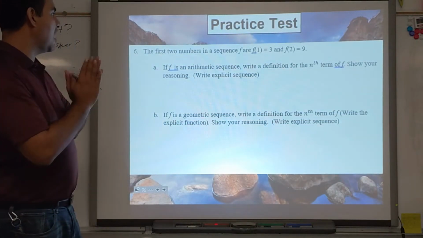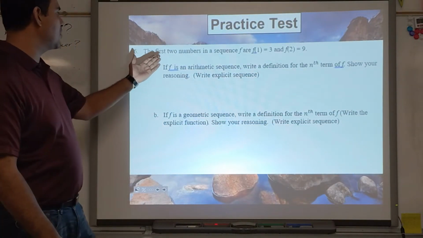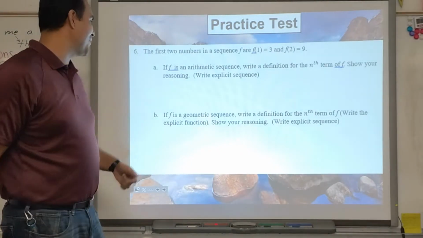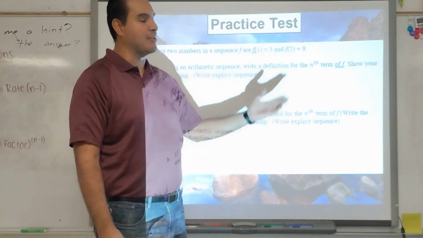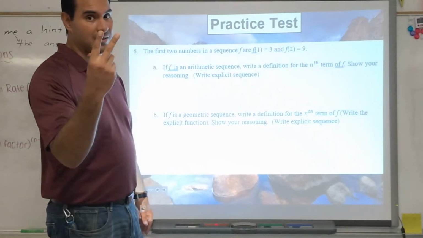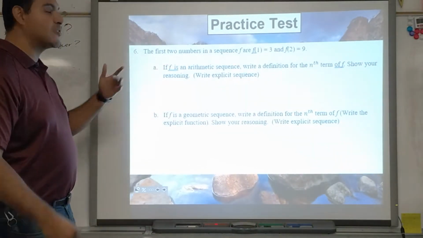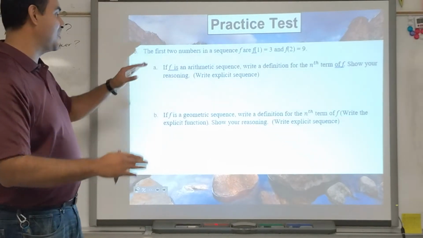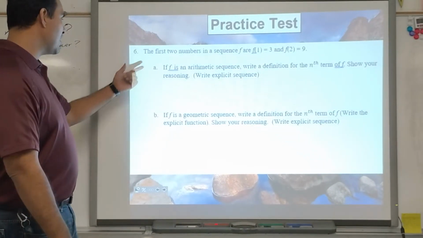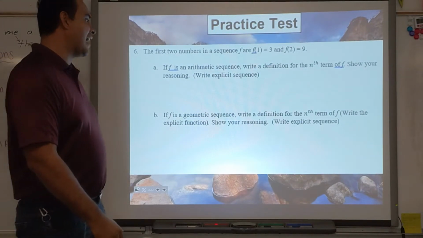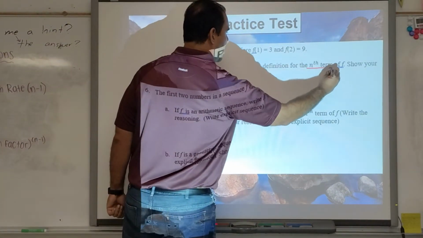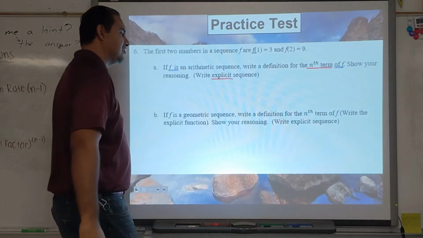Here's the next question on sequences. This is question number 6, by the way. The first two numbers in the sequence are f of 1 equals 3 and f of 2 equals 9. So we get the first two terms of the sequence. Now we have question A, which on your practice test is on the next page. We accidentally split that. So question A, you're answering here. If f is an arithmetic sequence, what would be the nth term? By the way, when I say nth term, I mean explicit sequence.